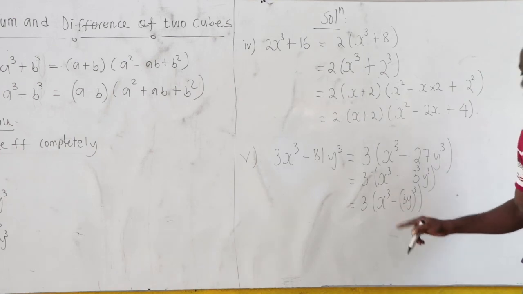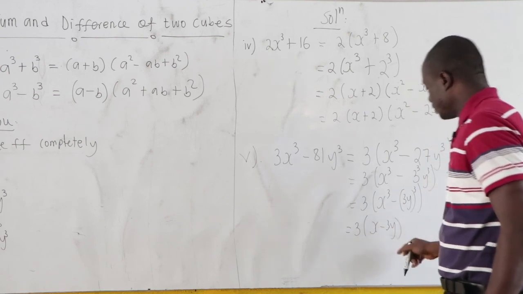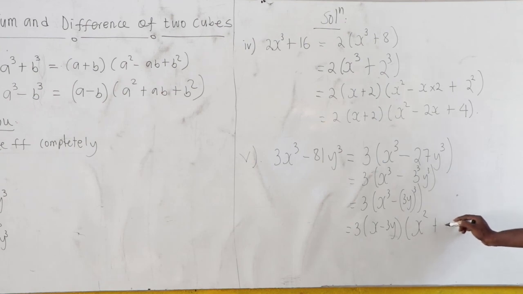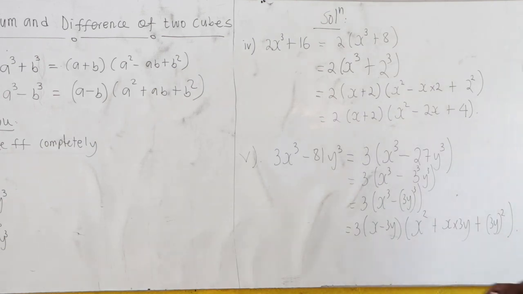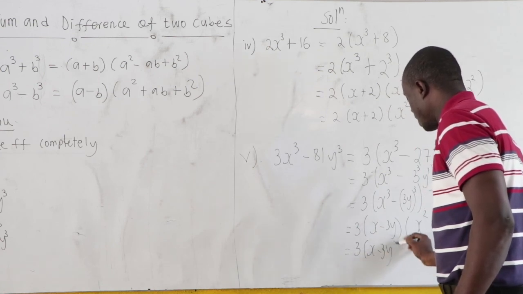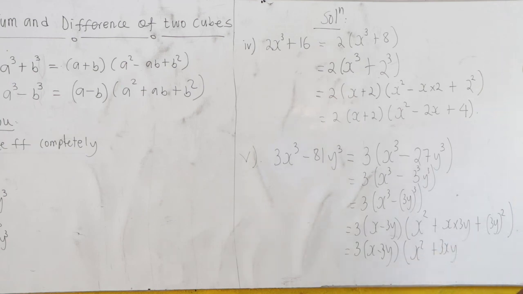Now this is the difference of 2 cubes. So we have equal to 3 here. So we have (x minus 3y). This minus this, and then we have a squared plus a times b. These are a, these are b. Then plus b squared. That is very, very interesting and very easy. So we have our 3. We have (x minus 3y). Now here a squared, so x squared plus 3xy. And then this is just giving us 9y squared.